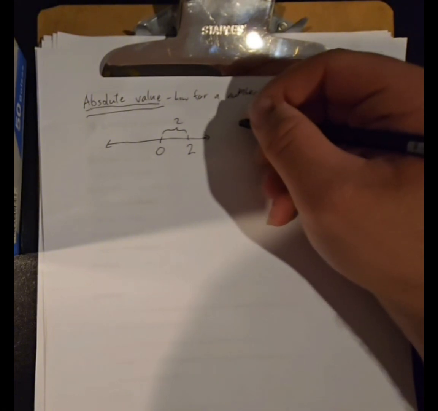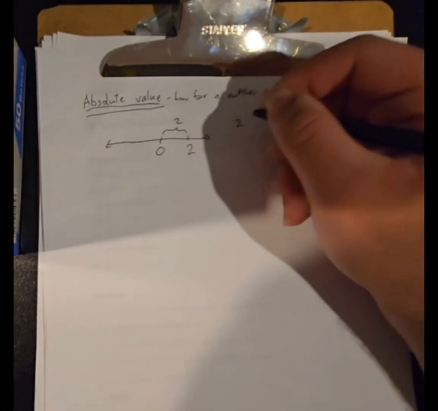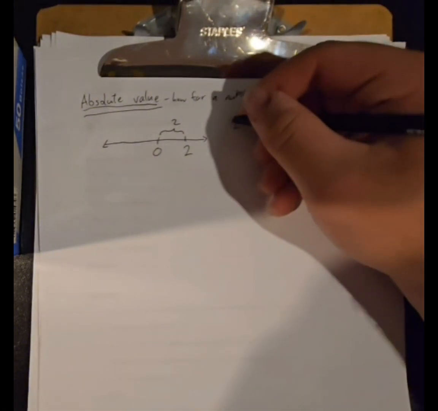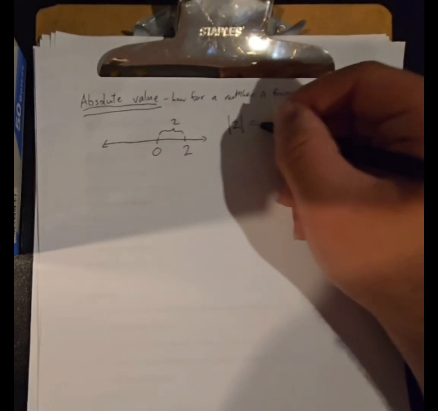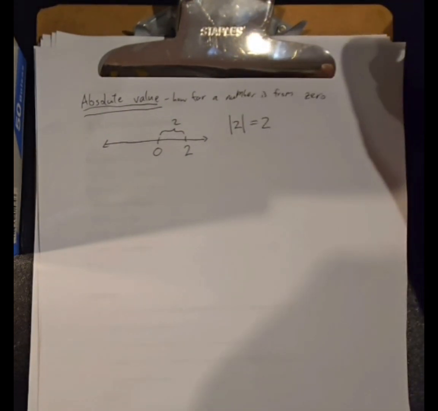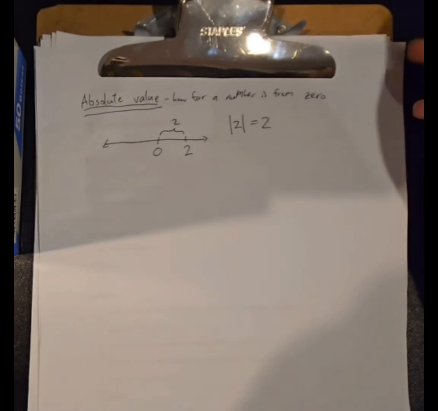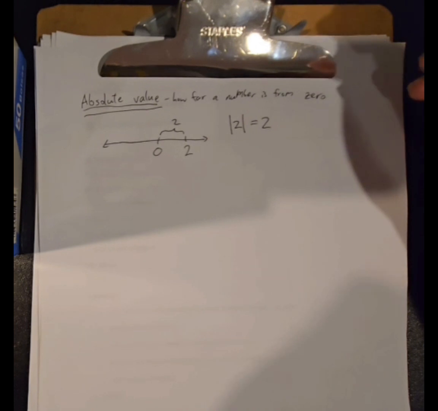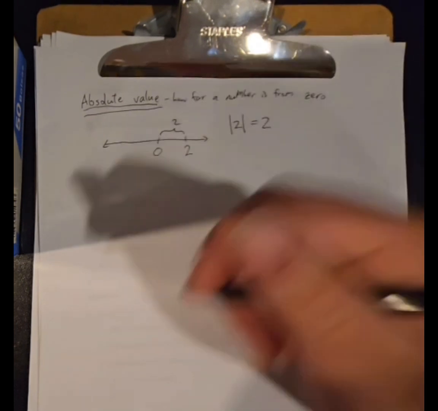How can we notate this? Absolute value is notated like this. We put the number, in our example 2, and we put 2 long lines around it like this. Absolute value of 2 is 2. So you might be thinking, okay, that's just common sense. Absolute value of 3 is 3, absolute value of 5 is 5, because they're that much distance away from 0.